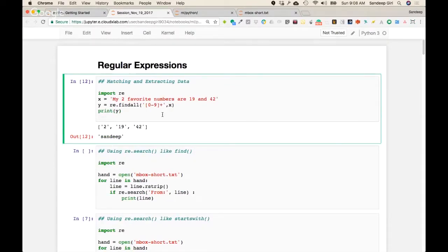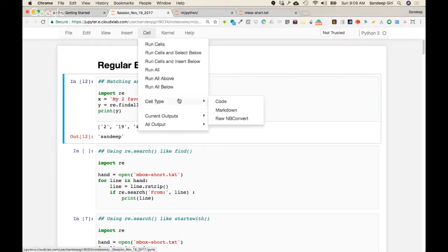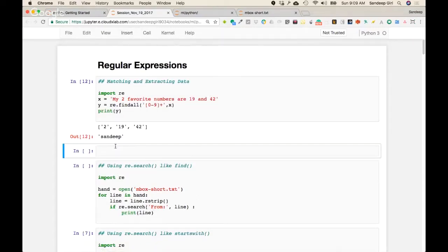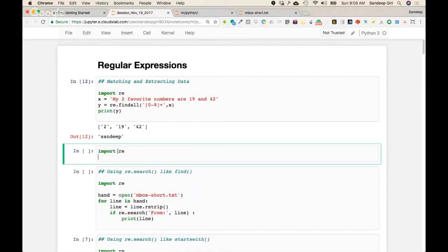All right, let me start from the beginning. How can I do it better? Let me see if I can do it better. I would like to take it really one step at a time. Import re dot match.